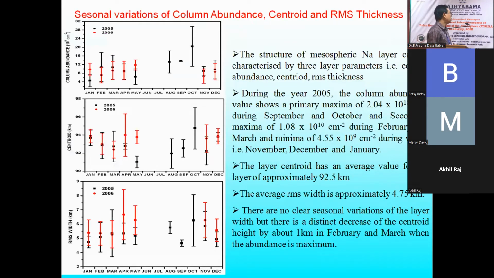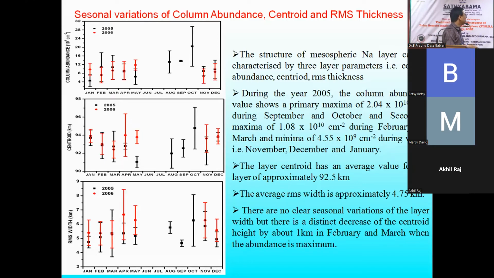The seasonal variations of the column abundance, centroid, and RMS thickness. Basically, any sodium layer can be characterized by three parameters: column abundance, centroid, and RMS thickness. What is column abundance? It is nothing but the layer strength of the sodium, that is, how many atoms are available in that particular layer. The centroid is the mean altitude weight, which represents the layer. And RMS thickness is the full width at half maximum of a typical sodium layer. These three parameters identify how the sodium structure can be observed.